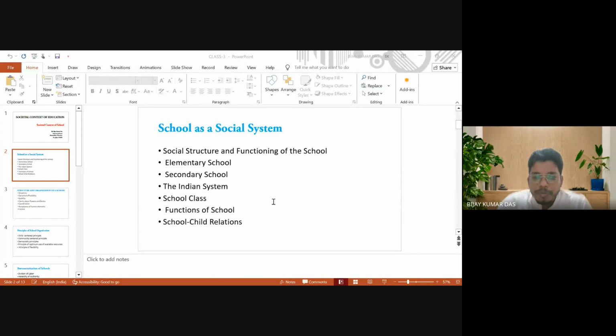So the child is supposed to be taught skills and given knowledge that will allow her to function successfully in several positions that she will occupy as an adult in the society. Then we will see the Indian system. The Indian system, what happens? What do we see?